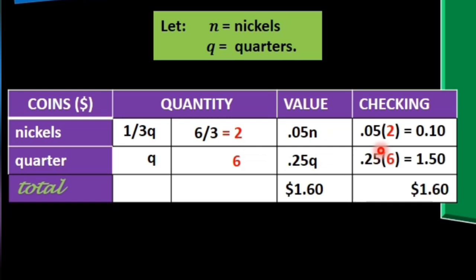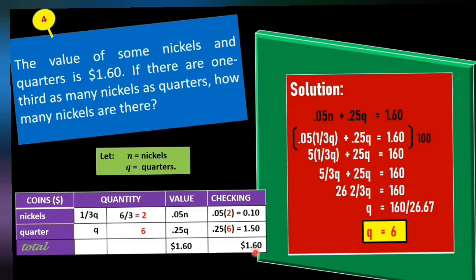Checking. Substitute the value of this in this variable. So we have here. And these are the answers. And the total of this is equal to $1.60. So to the question, how many nickels are there? So there are 2 nickels.